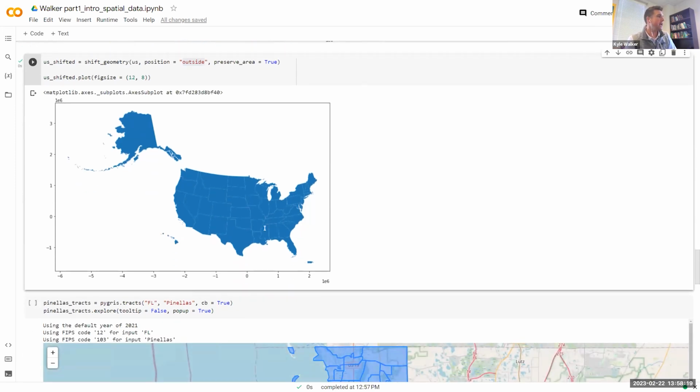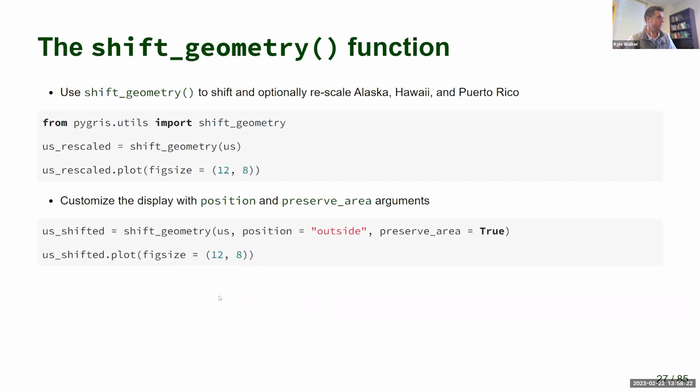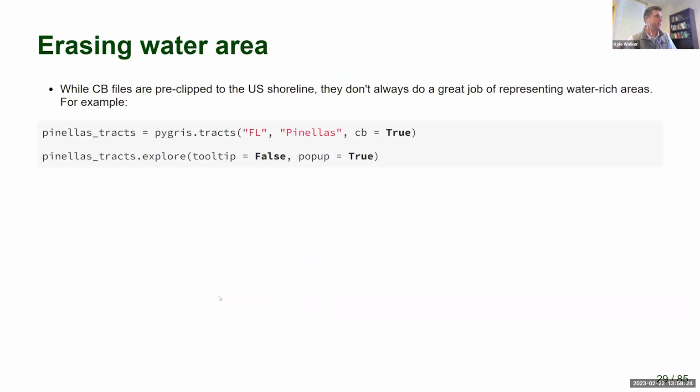The last bit that I want to show you before we break is another use case that I originally developed on the R side and brought into pygris. This is when you're mapping smaller areas, commonly, even using the CB files. In coastal areas, even when you're using the CB files, they don't always do a great job of representing water-rich areas. You'll see this in New York City, you'll see it in Seattle, you'll see it definitely in Florida.